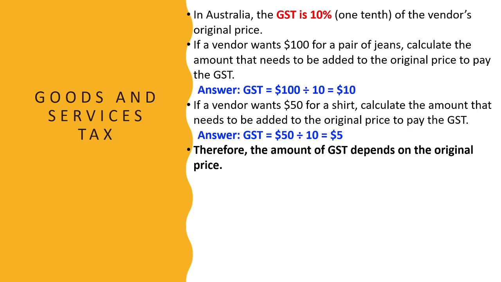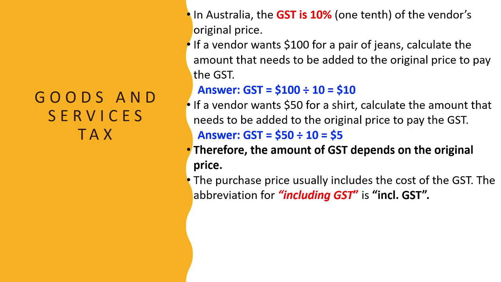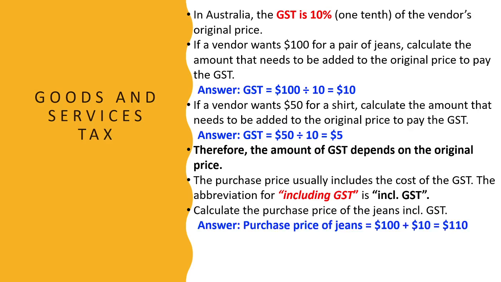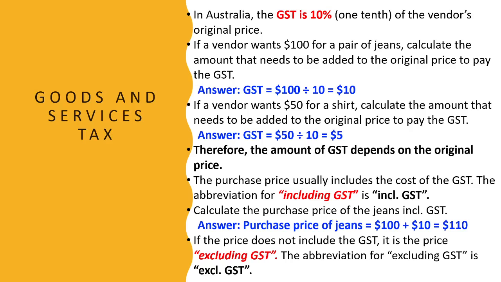Now, when the purchaser actually purchases it, it will state that it is including GST. So you need to work out the price of the jeans that is including GST. And in this case, we get that original price of the jeans, that $100, we plus the GST we worked out, and we get $110. Now, if the price does not include GST, it states it's excluding GST, and we write that as EXCL or EXC GST.